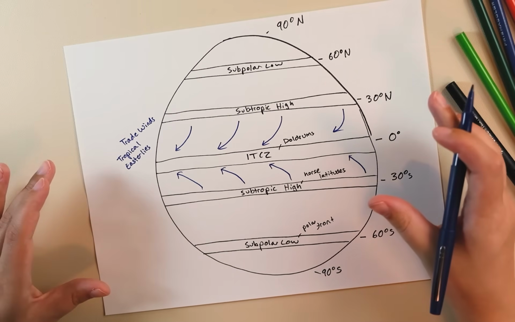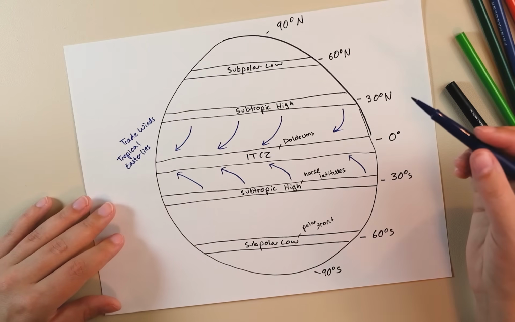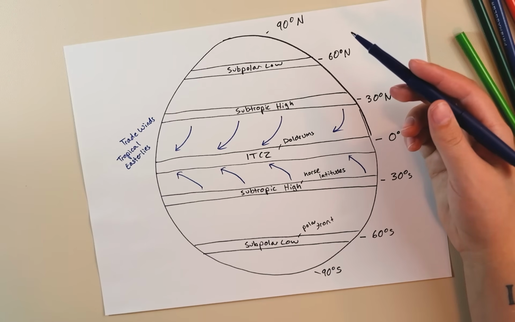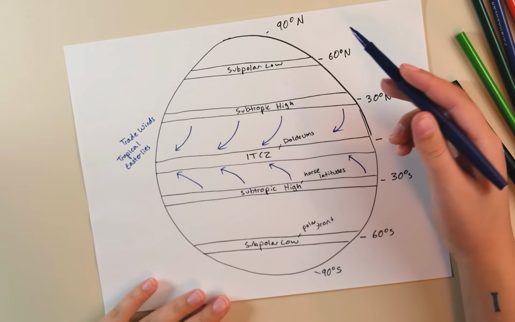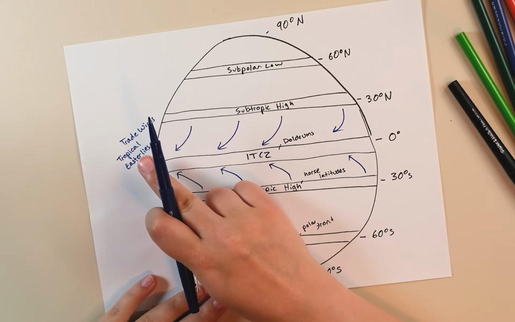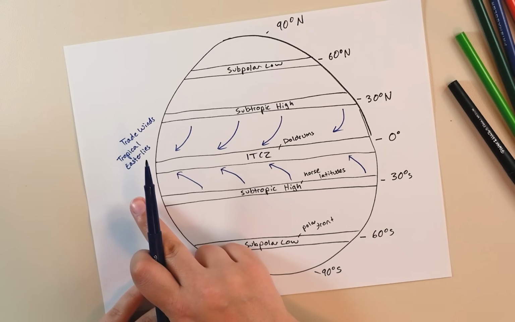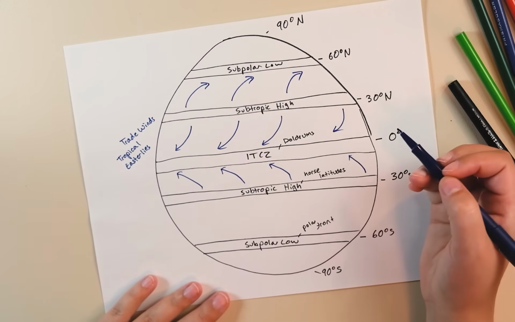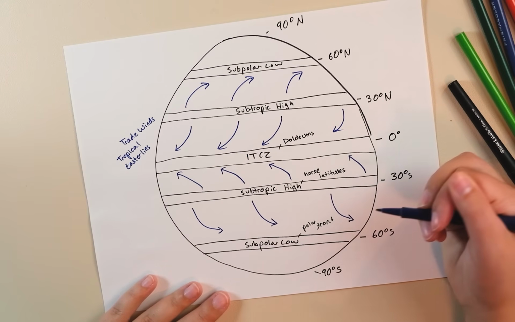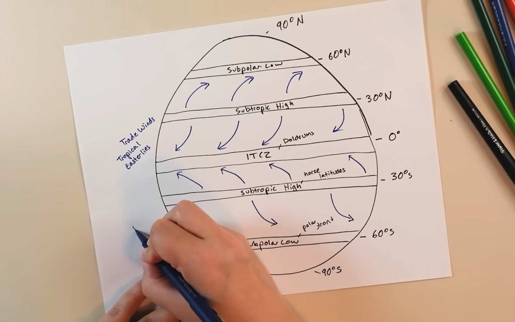Your prevailing westerlies blow from 30 degrees towards 60 degrees, from west to east. In the northern hemisphere, these blow from the southwest, and in the southern hemisphere, these blow from the northwest. So this is essentially going to look like this. These are our prevailing westerlies.